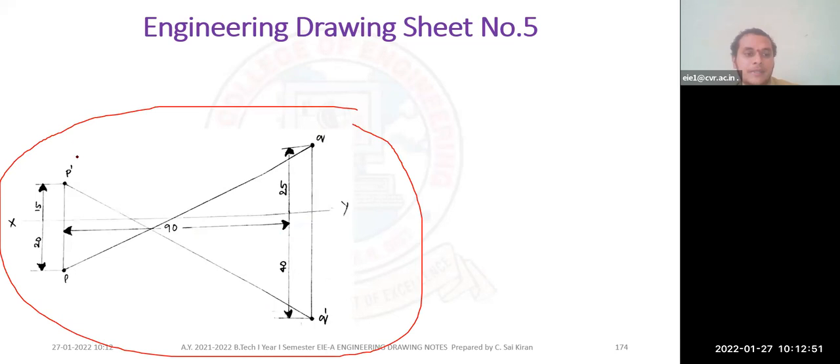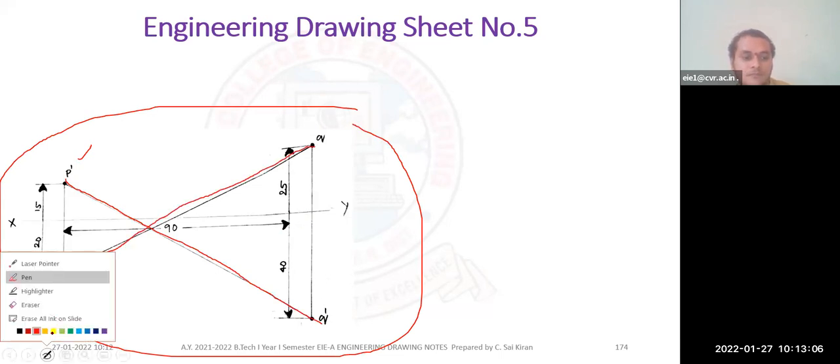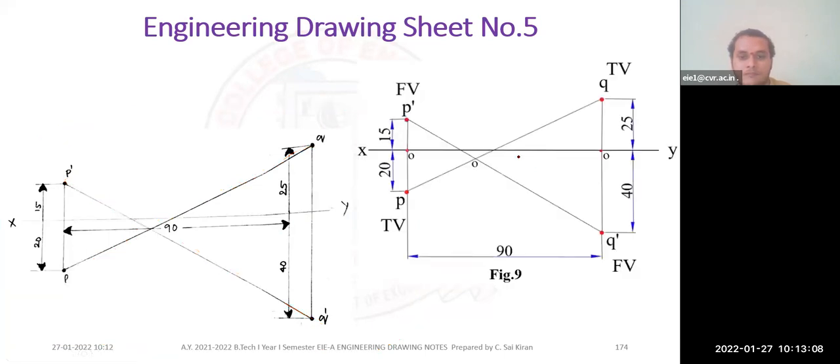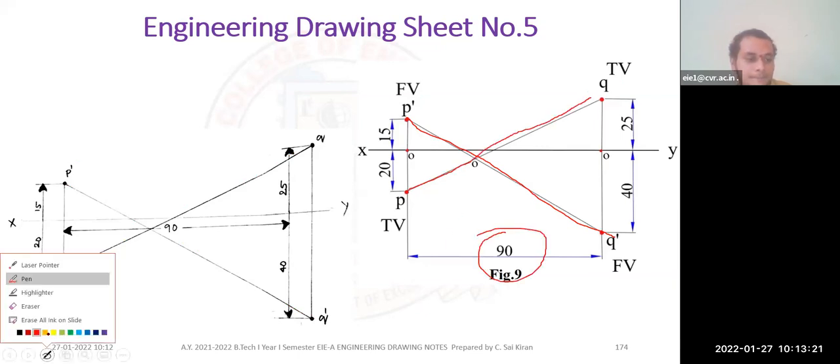Mark the points P dash and P, and then Q and Q dash. P dash has to touch the Q dash and Q has to touch the P. This is a simple problem. Same thing, P dash P, Q dash Q. P dash has to touch the Q dash and P has to touch the Q at a distance of 90 mm. So this is your problem number 9.